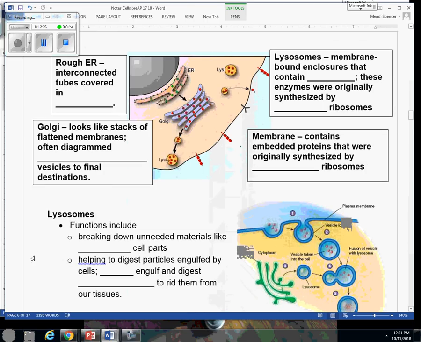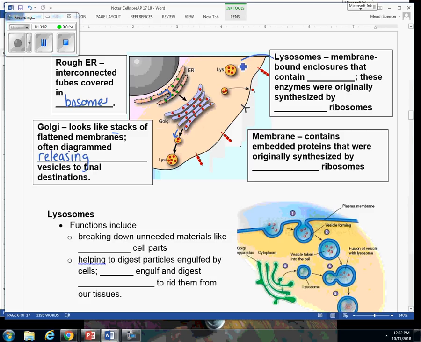This page is just trying to emphasize what you need to look for when you're trying to label these different cell parts. The Rough ER, again, is usually covered in ribosomes, and it kind of looks like a maze that you can move through. Everything's kind of connected there. The Golgi is going to look more like a stack of pancakes. Lots of times we always see vesicles coming to and from it. So it's often diagrammed releasing vesicles from it to move to their final destinations.